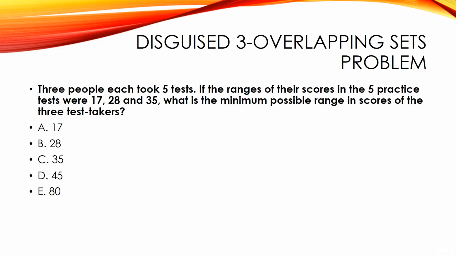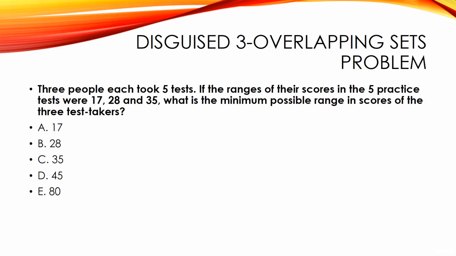Let's look at the disguised 3 overlapping sets problem. 3 people each took 5 tests. If the ranges of their scores in the 5 practice tests were 17, 28 and 35, what is the minimum possible range in scores of the 3 test takers?